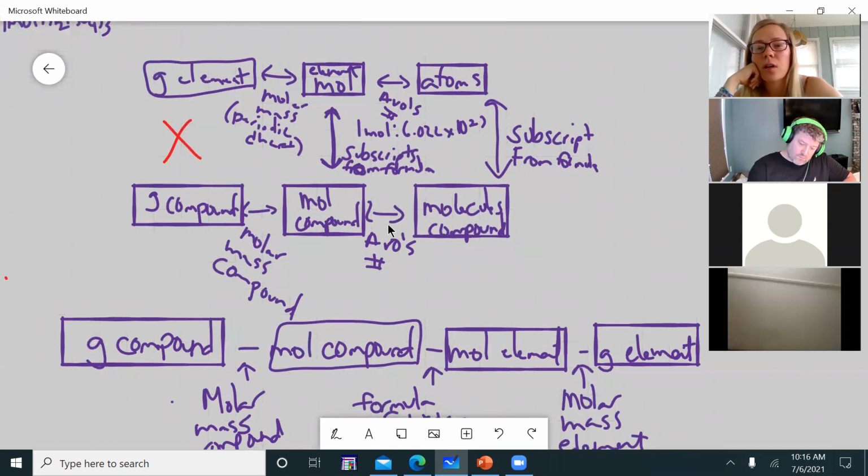Hey, what if I gave you the number of molecules of a compound and I wanted you to find grams? You could do that as well. You could go molecules to moles, moles to moles, and then moles to grams, right? Or you could go molecules to atoms, atoms to moles, moles to grams, right? So there's all sorts of different ways to flow through this. So keep this handy. You guys feel okay with this grams to moles to grams thing?